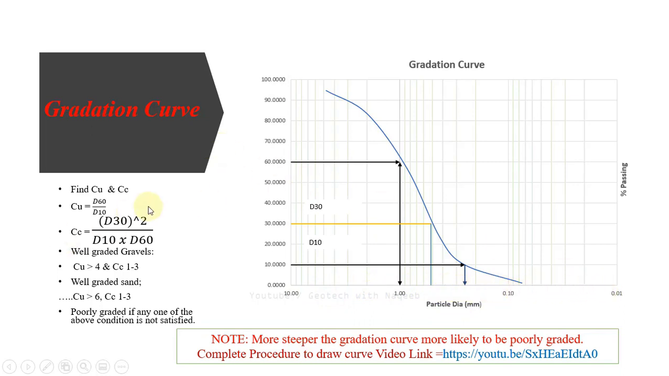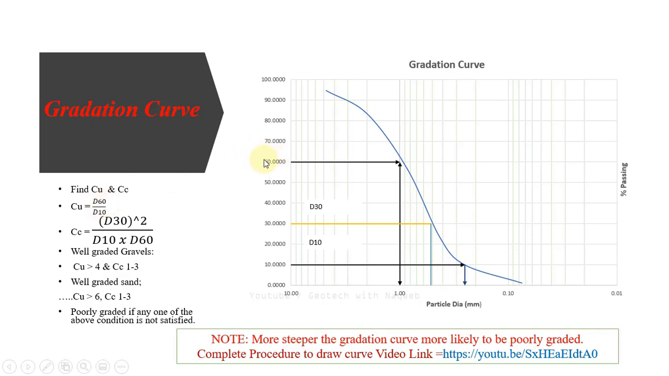Now the next step is to find the coefficient of uniformity and coefficient of curvature of the curve. The formula for the coefficient of uniformity is D60 divided by D10. D60 is basically the diameter of particles against 60% passing.